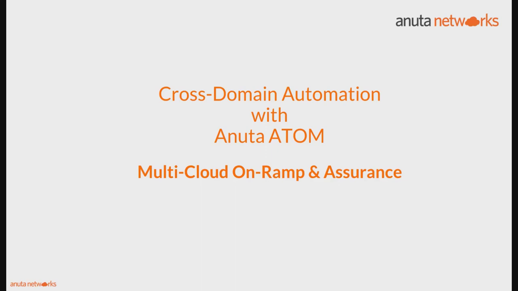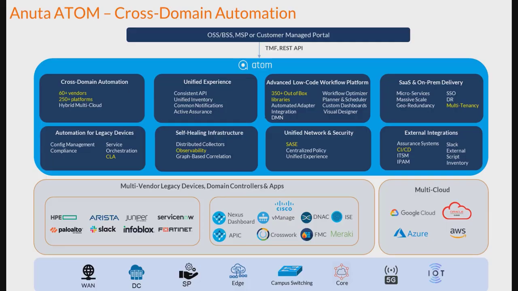Hello everyone. In this demonstration, we will look at the automation of a cloud on-ramp and assurance use case using Anuta Atom. Anuta delivers cross-domain automation for multi-vendor, multi-domain networks. It integrates with OSS BSS via TMF and REST API and delivers a unified experience, consistent policy, and security.